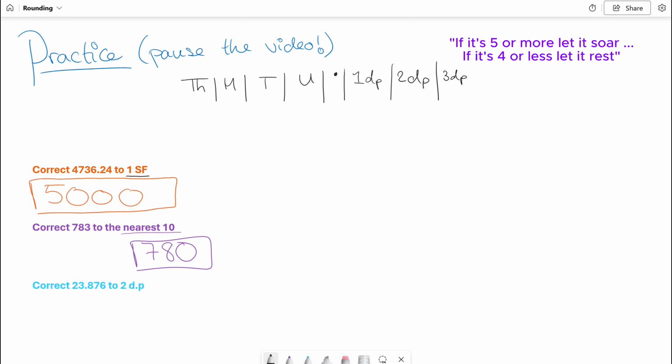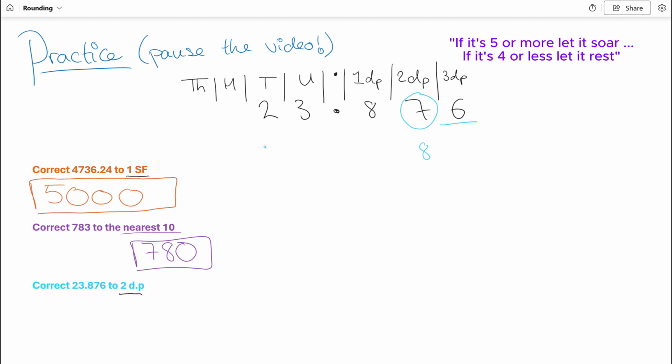All right, so now we need to do 23.876 to 2 decimal places. So let me quickly just write in 23.876. All done. Okay, so we want it to 2 decimal places, so we're going to go to the 2 decimal places column, circle that number, underline the one to the right hand side. 5 or more, it is 6, so we're going to round up, so a 7 turns into an 8.